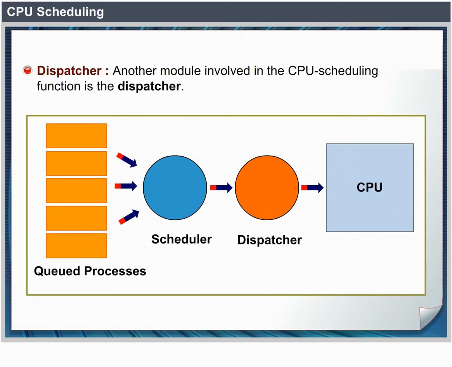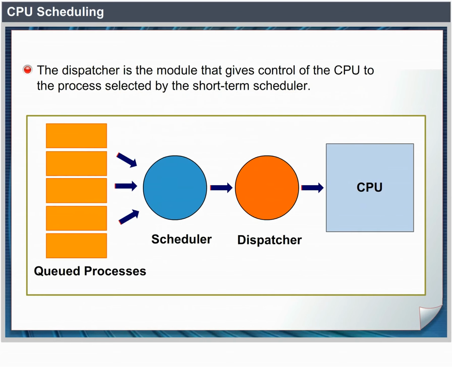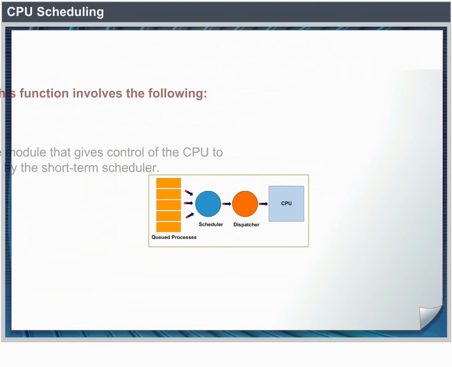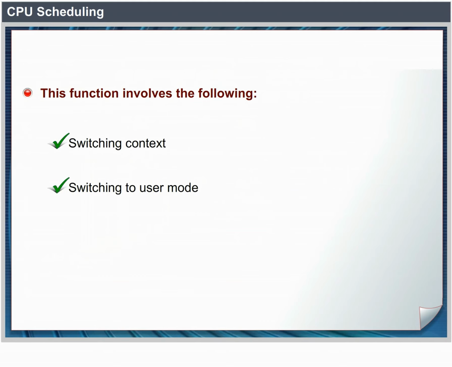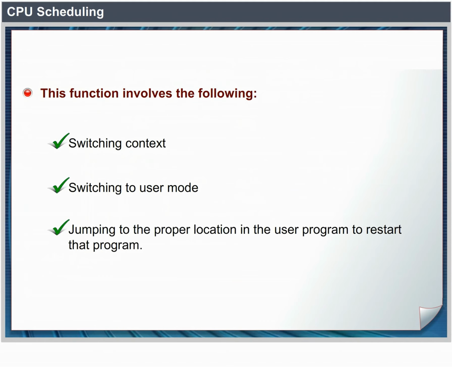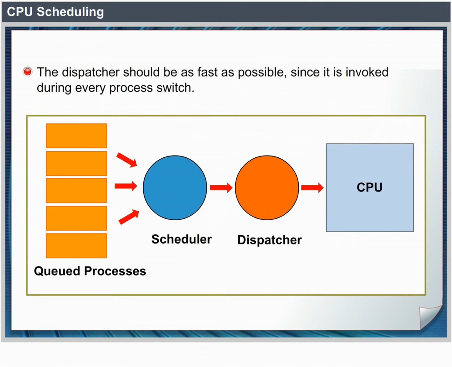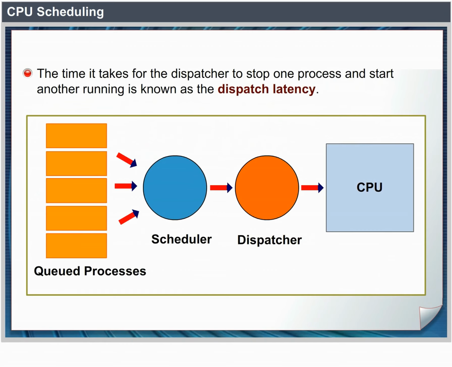Dispatcher. Another component involved in the CPU scheduling function is the dispatcher. The dispatcher is the module that gives control of the CPU to the process selected by the short-term scheduler. This function involves the following: switching context, switching to user mode, jumping to the proper location in the user program to restart that program. The dispatcher should be as fast as possible since it is invoked during every process switch. The time it takes for the dispatcher to stop one process and start another running is known as the dispatch latency.